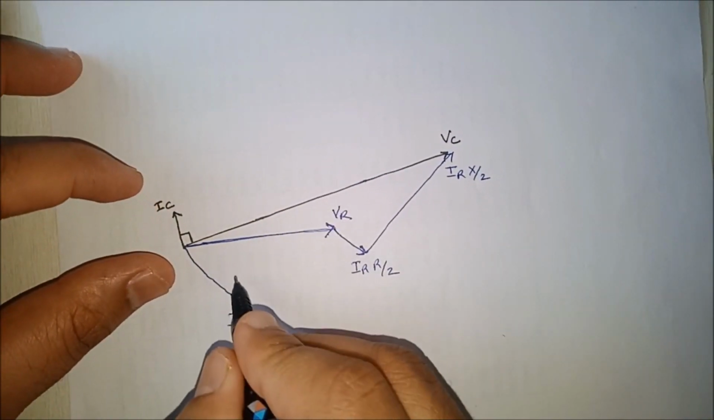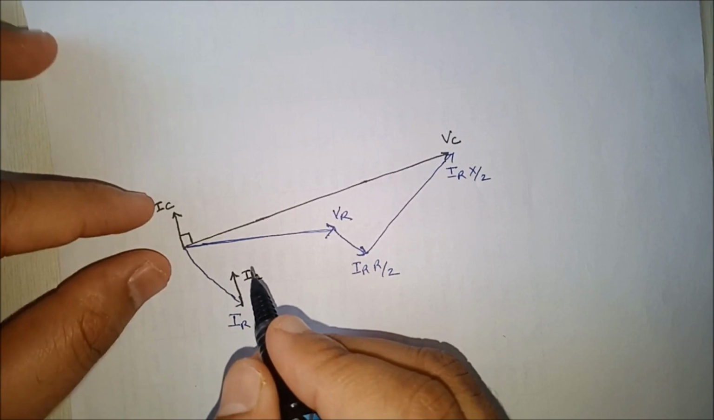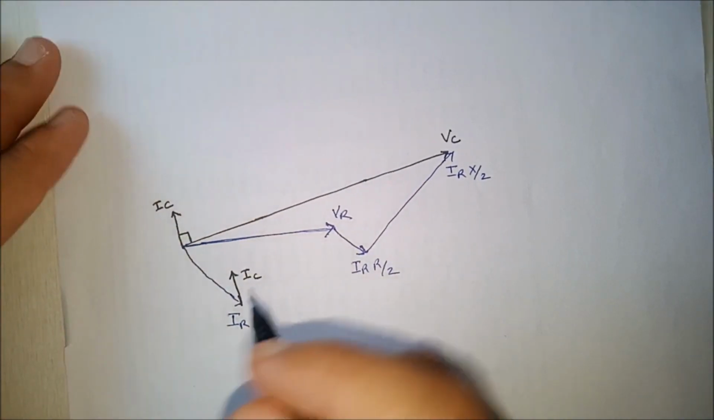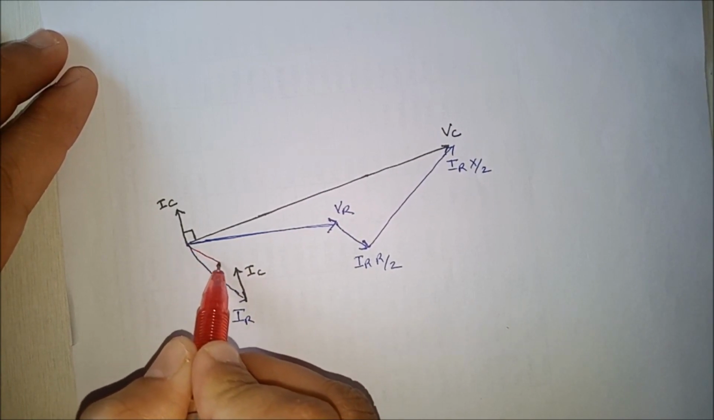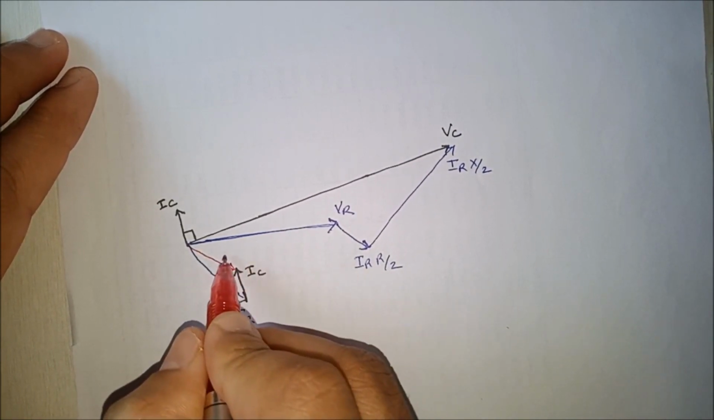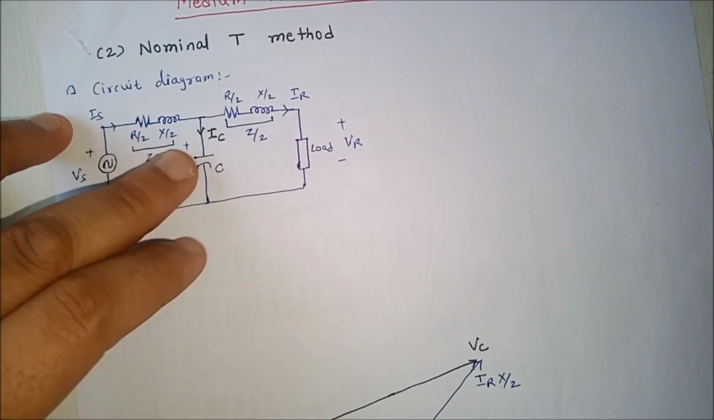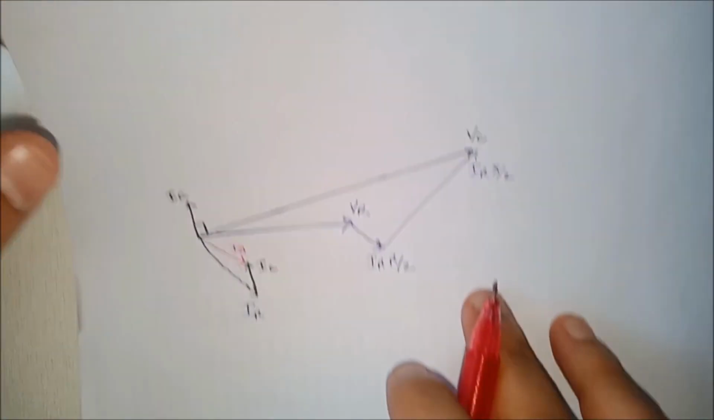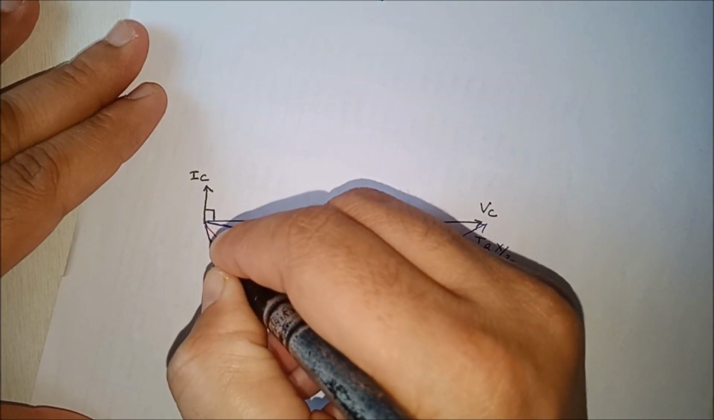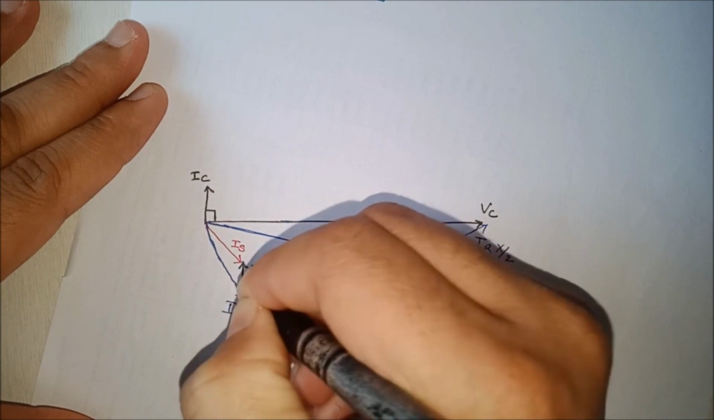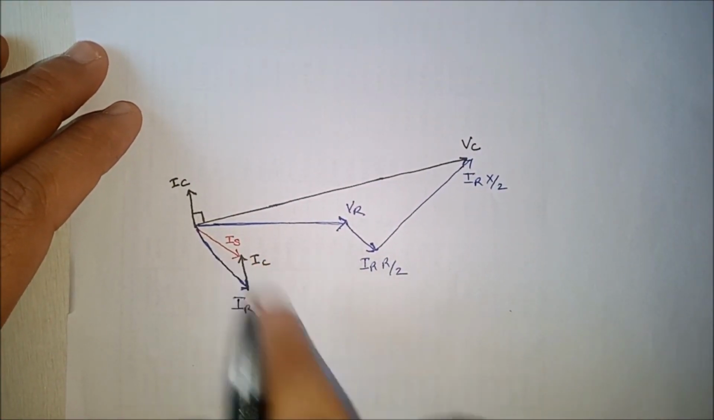The same IC I can indicate here. This is IC, parallel to this line. If I join the third side of the triangle, I will get IS. As you can see, IS is IC plus IR. Let me draw a straight line properly. This is our IR, this is IC, so IR plus IC is IS.